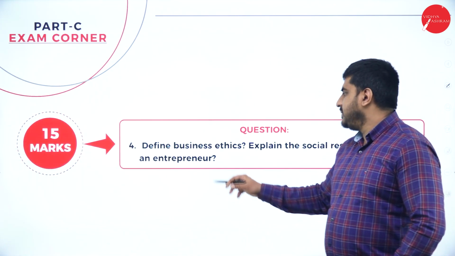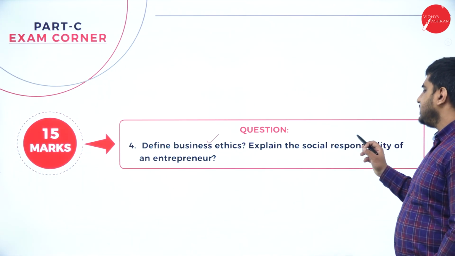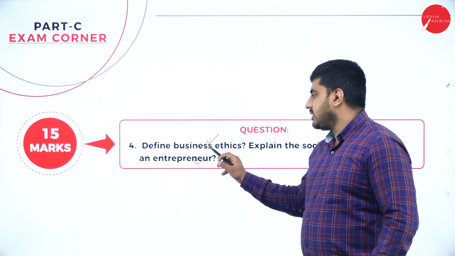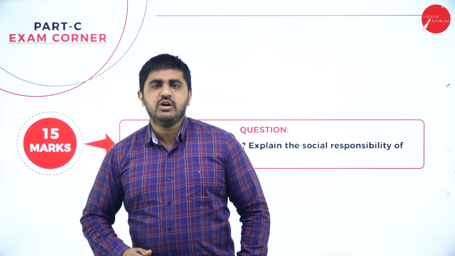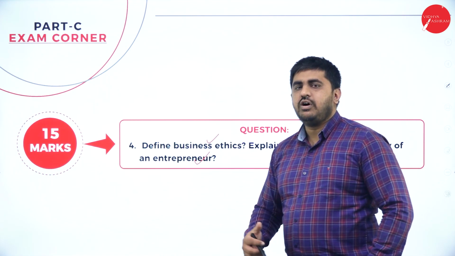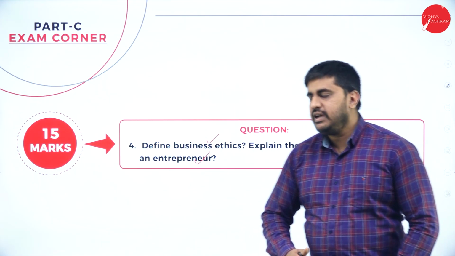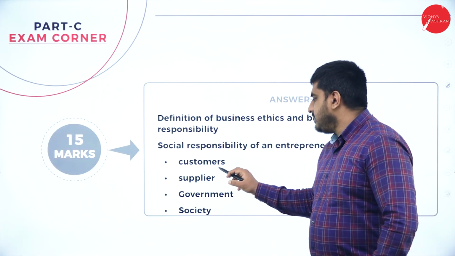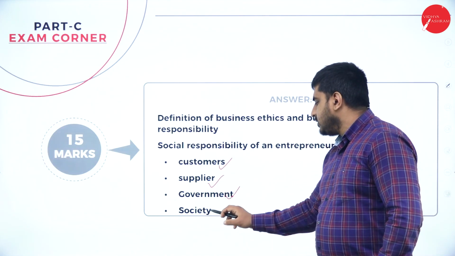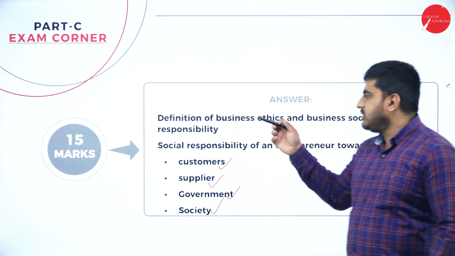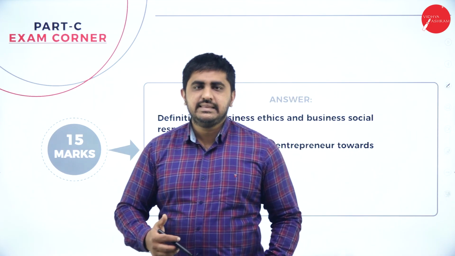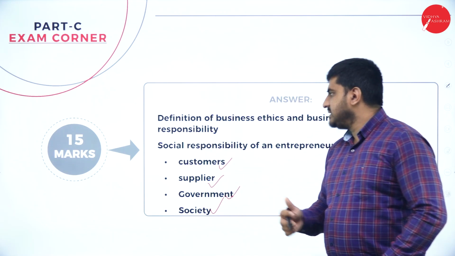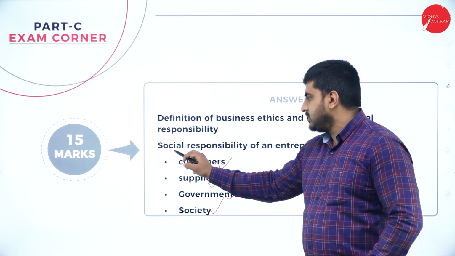Next, what is business ethics? Explain the social responsibility of an entrepreneur. So business ethics is nothing but your moral values which you follow while doing business. So here there is social responsibility of the entrepreneur towards customers, suppliers, government and society. So first you explain the definition of business ethics.